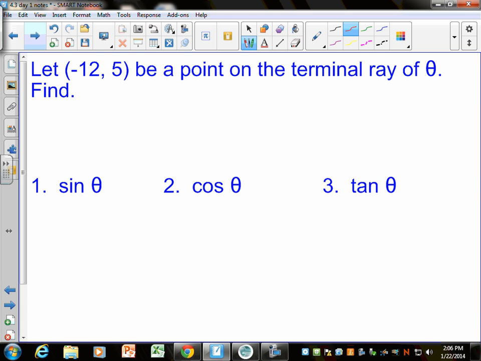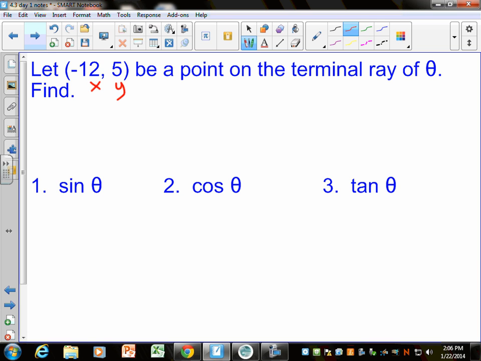But instead of giving you a picture now or a triangle, they're going to give you a point. And they say, let negative 12, 5 be a point on the terminal ray of theta, find sine, cosine, tangent. And I could ask you to find cosecant, secant, and cotangent, but if you can do these 3, I trust you can do the other ones. But here's the thing. This is x, and this is y. Do you need to draw a triangle to find r?